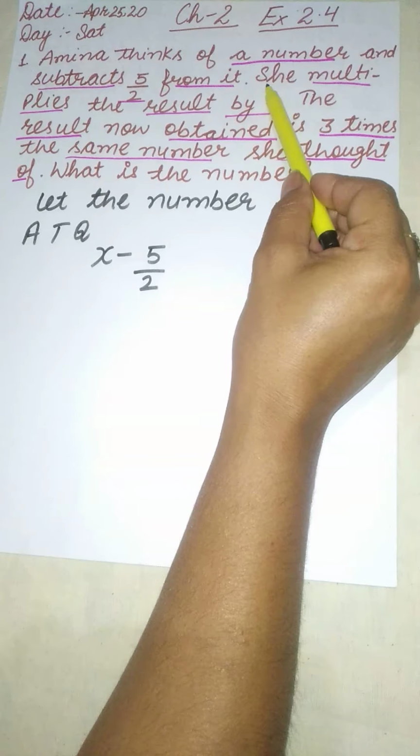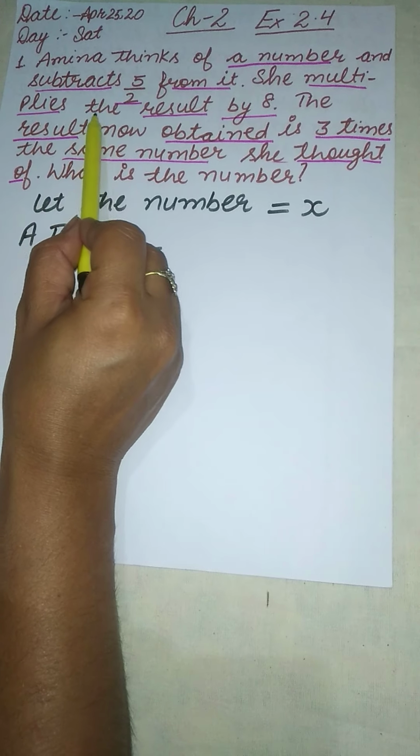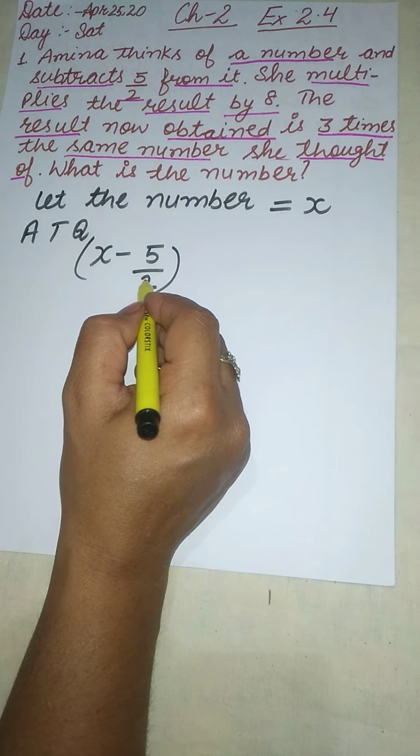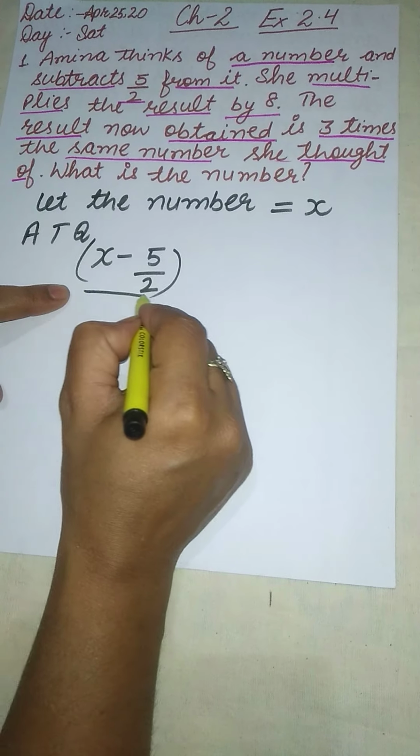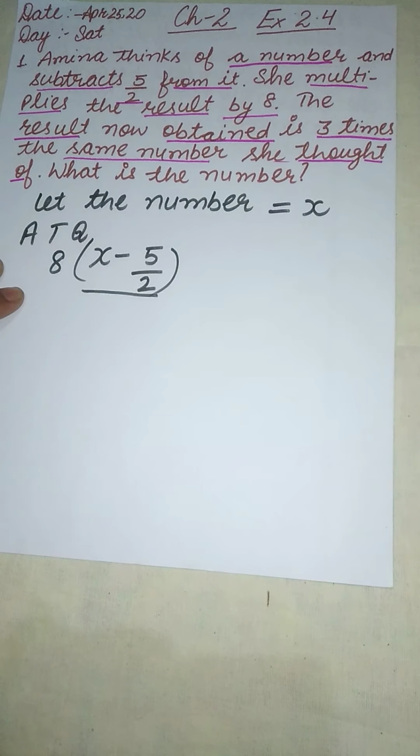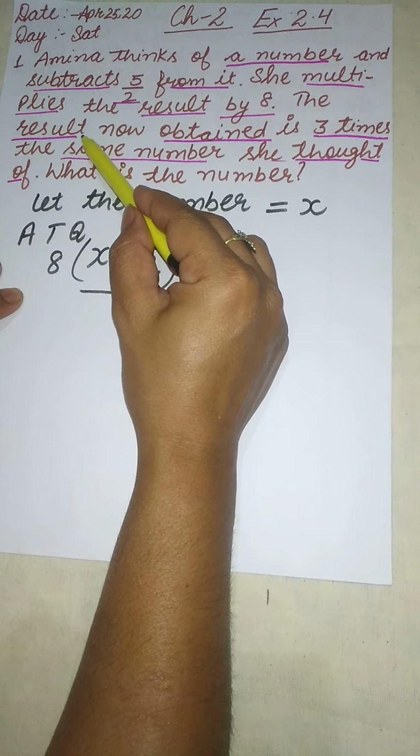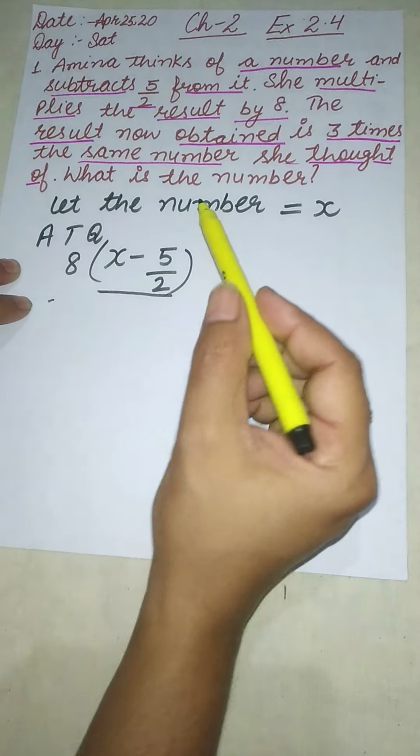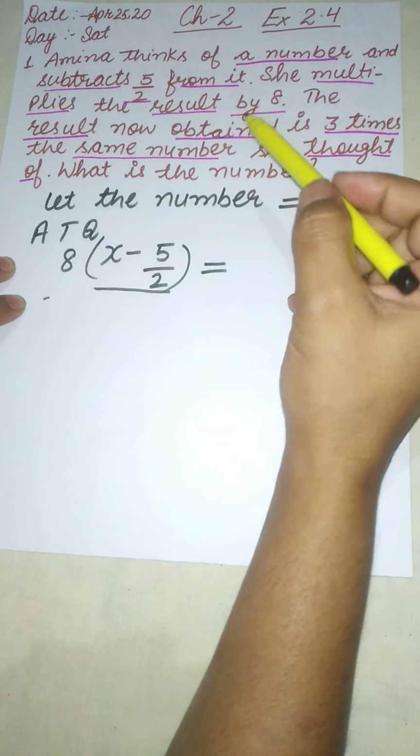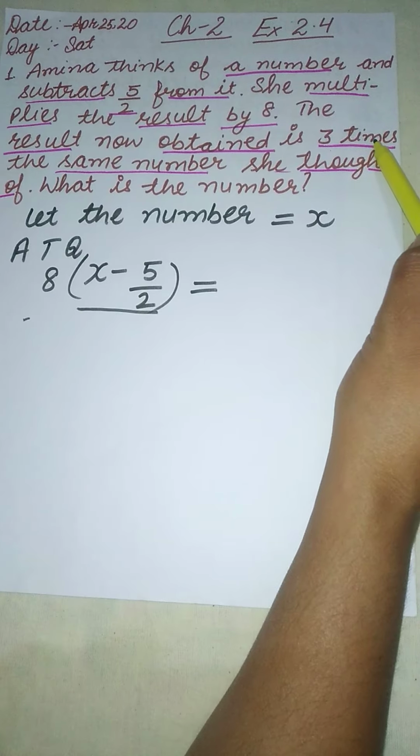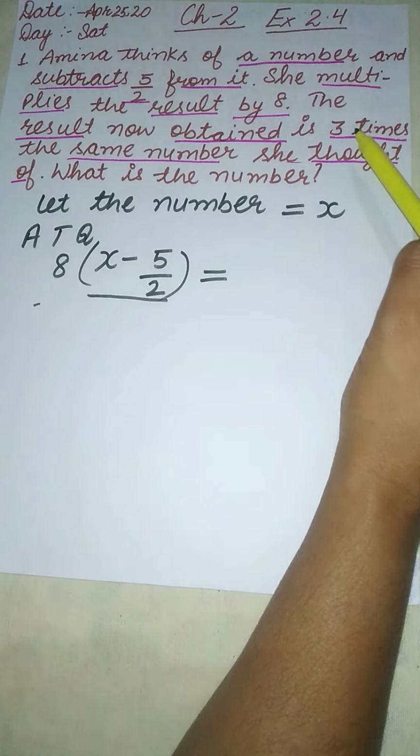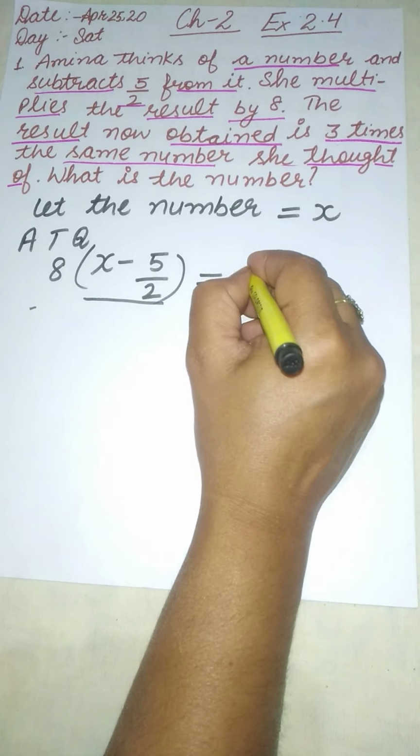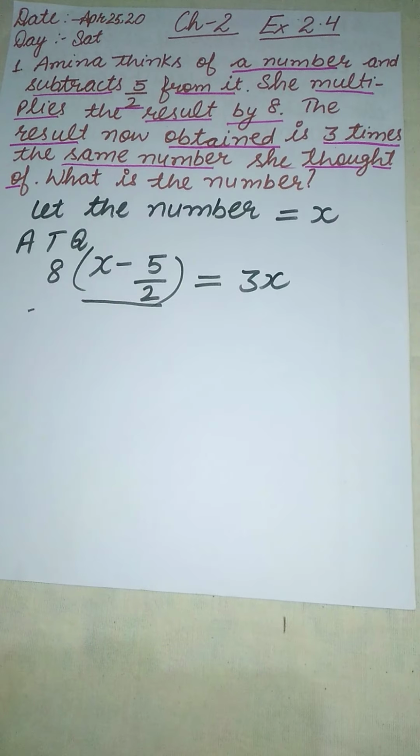Next is she multiplies the result by 8. Now x minus 5 by 2 is the result and she multiplies this result by 8. The result now obtained means the value of this term is now equal to 3 times the same number she thought. The number she thought was x. So the result is now 3 times the number she thought.